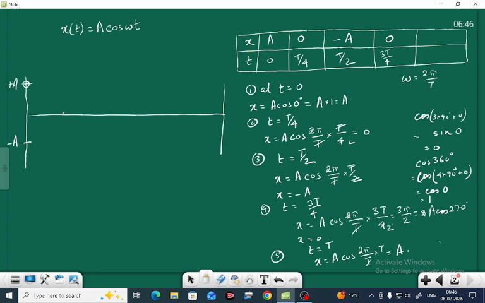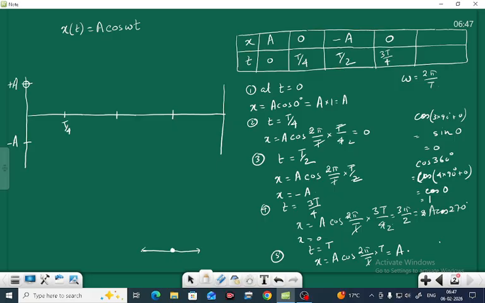1, 2, 3 and 4, right? So this part will be T by 4, right? Because T by 4 means this one like this. Suppose this is the particle, it will go here.